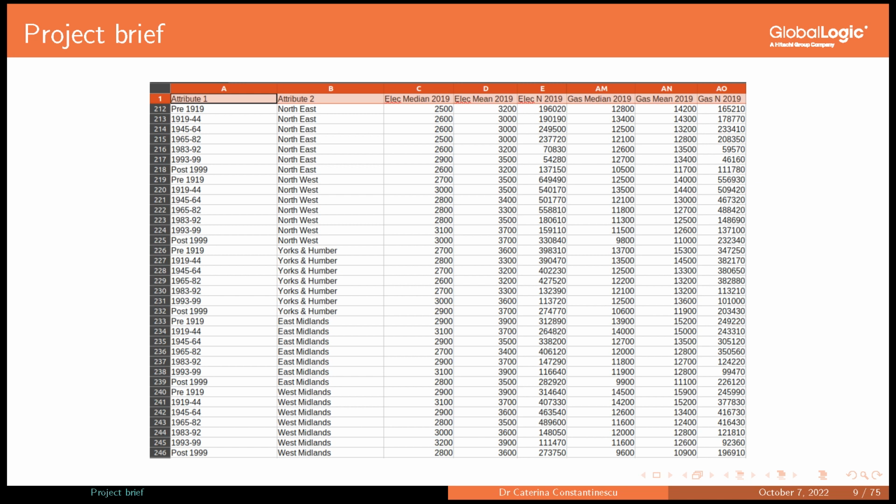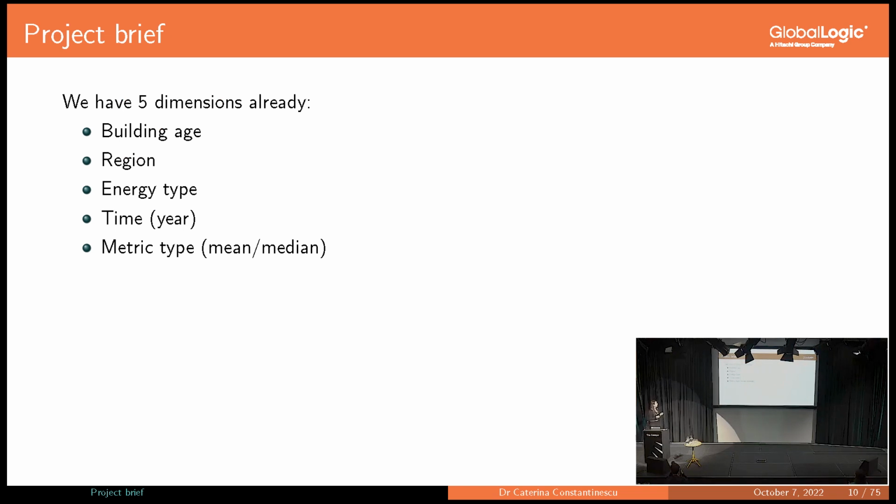We also have something that tells us where it's located within the UK. And after that, in wide format, we continue with a bunch of metrics that for each year, I think all the way to 2008, if I'm not mistaken, quantify usage in terms of medians or means for both electricity and gas. So basically what I'm saying is we already have in a fairly small data set 5 dimensions to deal with: the building age, as I mentioned, the region, the energy type, electricity or gas, the time as measured by the year, and also the metric type, median or mean.